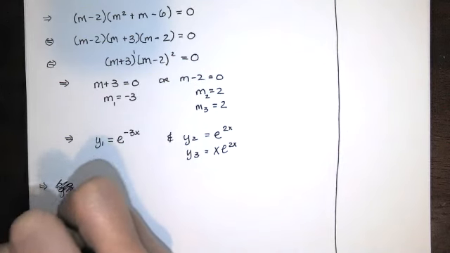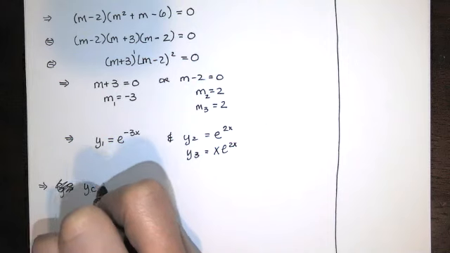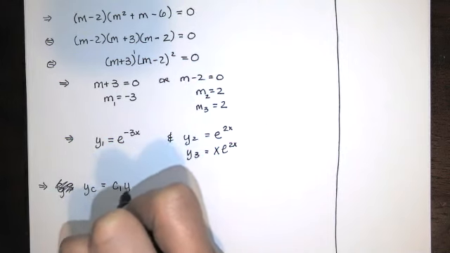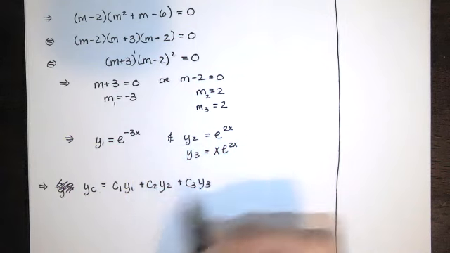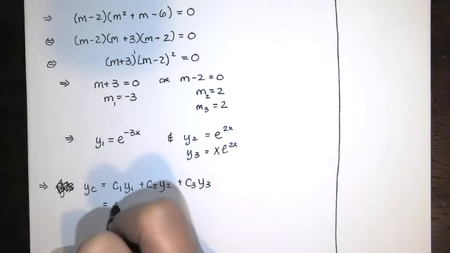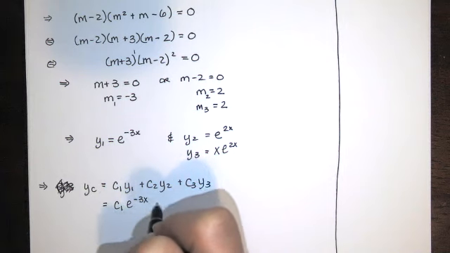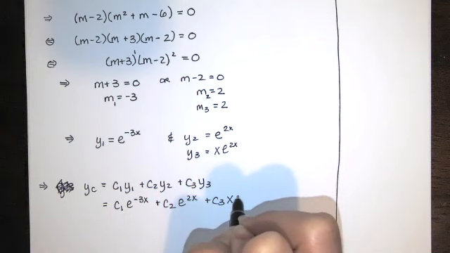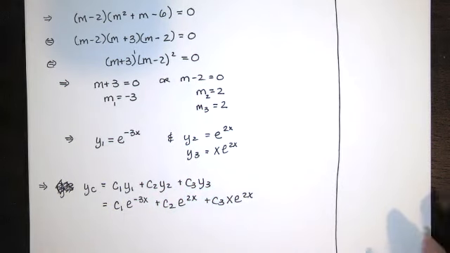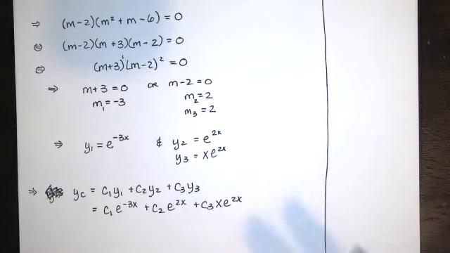Oops, not the general solution, sorry. The complementary function, or complementary solution, is c1y1 plus c2y2 plus c3y3. So this is c1 times e to the -3x plus c2 times e to the 2x plus c3 times x times e to the 2x. All right, so we found the complementary function.